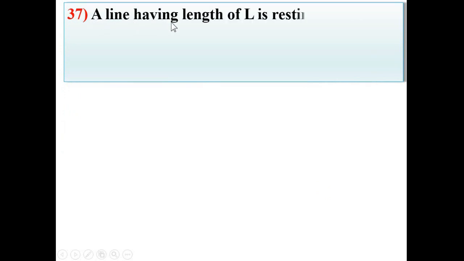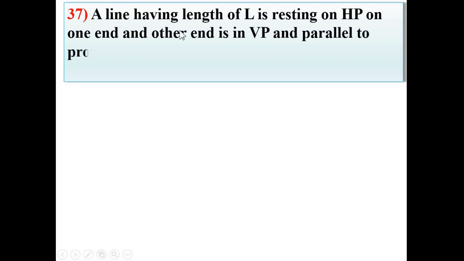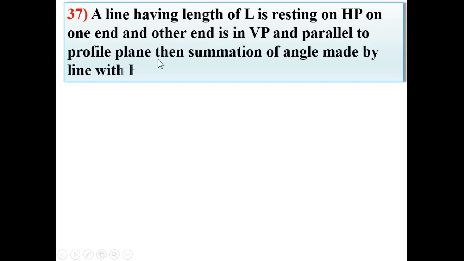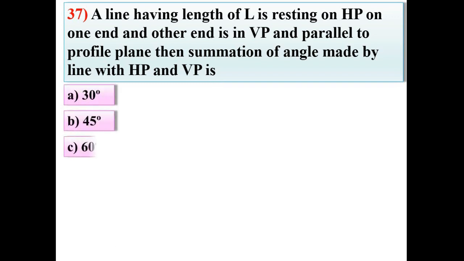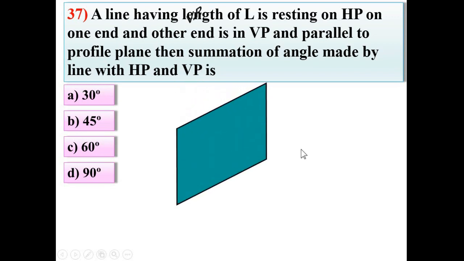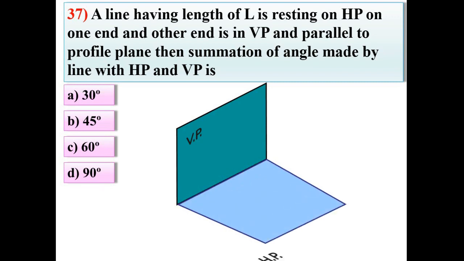Next, a line having length L is resting on HP on one end and the other end is in VP and parallel to the profile plane. Then the summation of the angles made by the line with HP and VP is: 30 degree, 45 degree, 60 degree, 90 degree. So let's consider the figure. So this is the reference plane, the vertical plane, and this one is the horizontal plane.